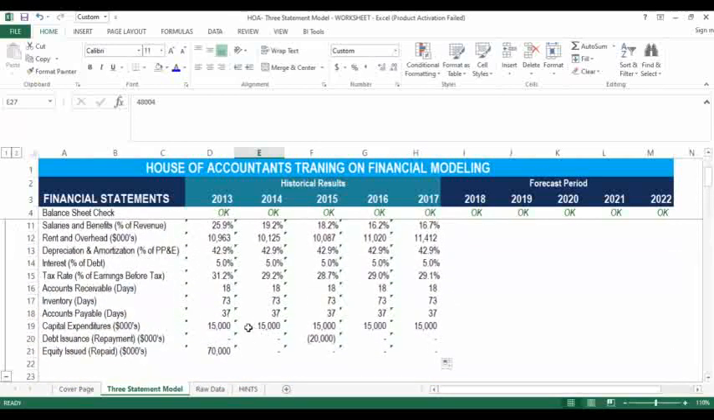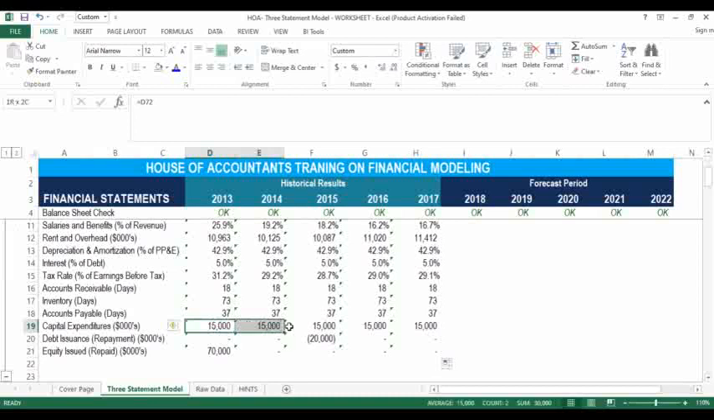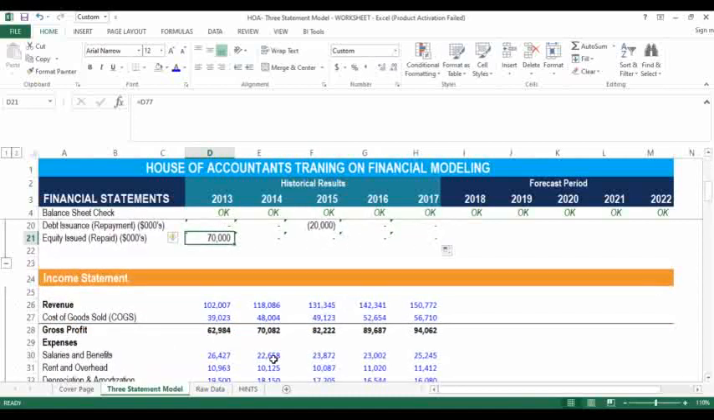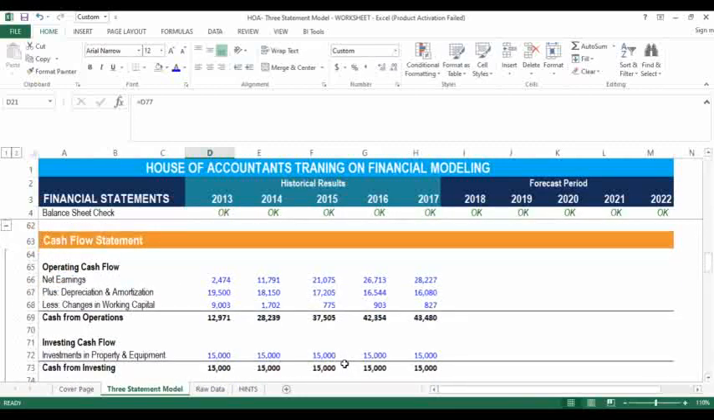Maybe it is a one-off contract. Then we look at our receivables, payables, and inventory as it goes. Our capital expenditure is kind of constant, 15,000 all through, without any increase. Then in 2015, an equity share issue was also available there. So this will be part 1 of financial modeling, which is based on historical results.